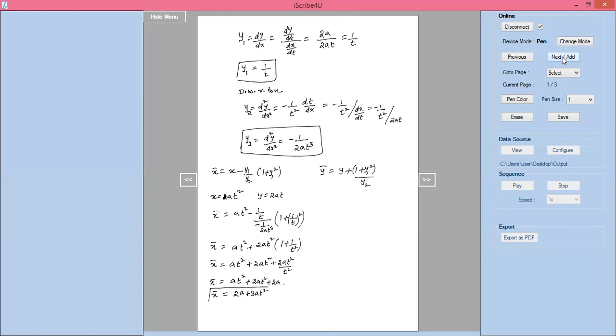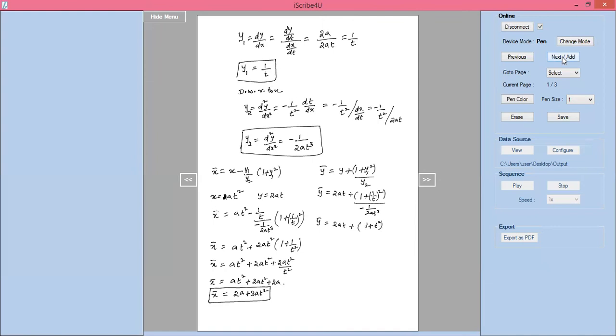x bar equals 2a plus 3at square. This is the value of x bar. Similarly, y bar equals, what is that y value? We know that y value is 2at plus 1 plus y1. The value of y1 is 1 by t, 1 by t whole square divided by y2, which is nothing but y2 minus 1 divided by 2at cube. Now I'll write y bar equals 2at into 1 plus t square.